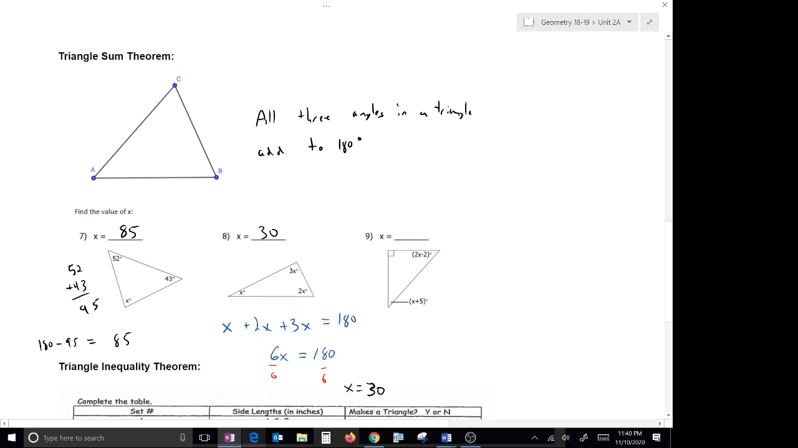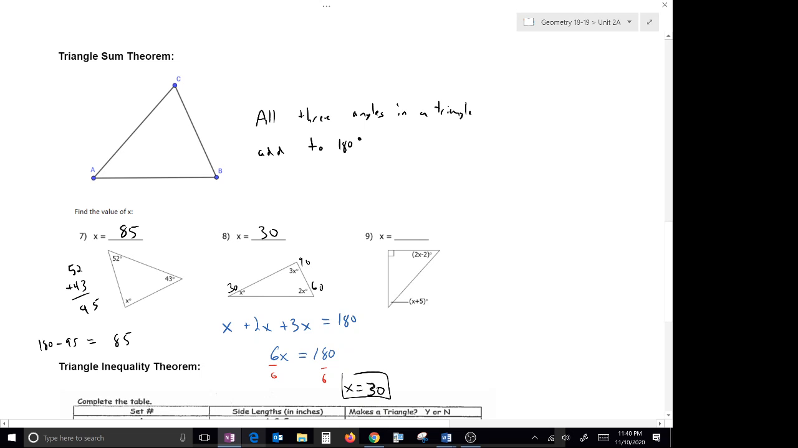And I could plug that in just to make sure. So if I plug it in here, that would give me 30. 2 times 30 gives me 60. And 3 times 30 gives me 90. 30 plus 60 is 90. 90 plus 90 gives me 180. So it checks out.